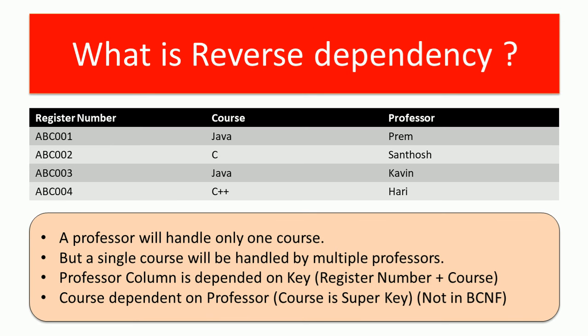Let us take this table as an example. We have three columns: register number of a student, registered course, and the professor who is going to handle that course. So we have three columns and four records. Before looking into what is reverse dependency, we have two tasks to do. One is we have to fix an exact primary key for this table, and then we have to look for what are the dependencies that exist in this table. So first we need to fix a primary key.